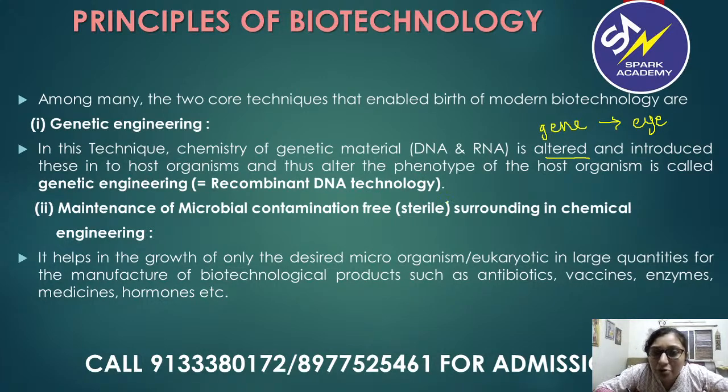Why are you altering the genotype? To get your desirable phenotype. What is your desirable phenotype? Color of eye. You want cat eyes. This type of genetic engineering is recombinant DNA technology. We can introduce this altered gene, which has our desired phenotype, into a host cell. This is called genetic engineering.